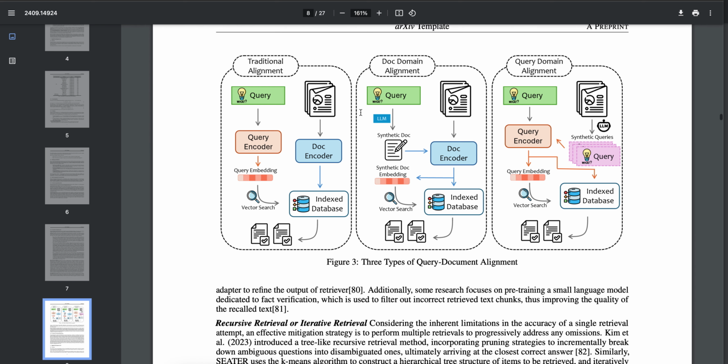Now, there are three types of query-document alignment, right? One is you have a query encoder, the query embedding, and directly on the basis of cosine similarity you get some data. Then you have this synthetic doc. Now, what is this? You are generating some kind of answer using an LLM, and on the basis of that you are getting cosine similarity and then producing the final answer. Similarly, you have a number of synthetic queries. Similar queries you are producing using an LLM from that one particular query that you have. And then you get cosine similarity on the index database and get your answer.